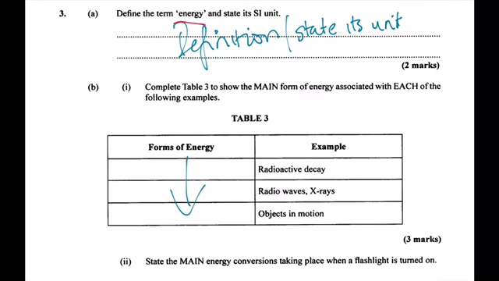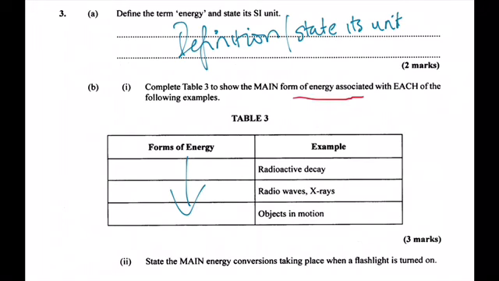Anyway, define the term energy and state its SI unit. Easy thing. Go and learn up the definition. Energy is a scalar quantity that a body possesses that gives it the ability to do work. Something like that you'll write down. Go and check your definition in the textbook. This is just based on what I have in my mind.